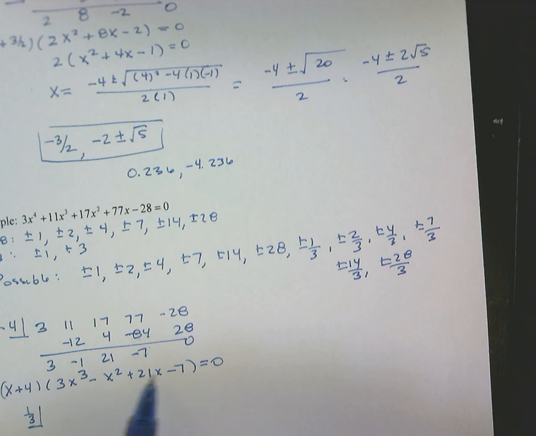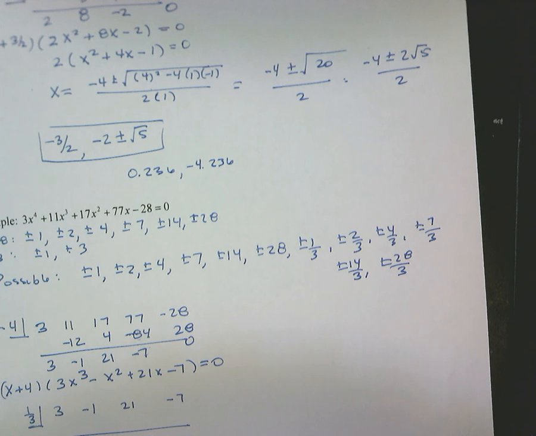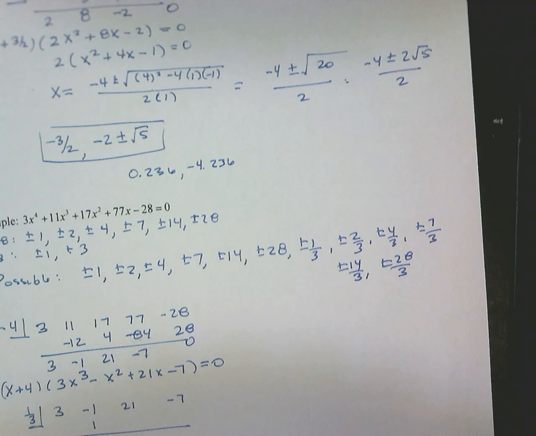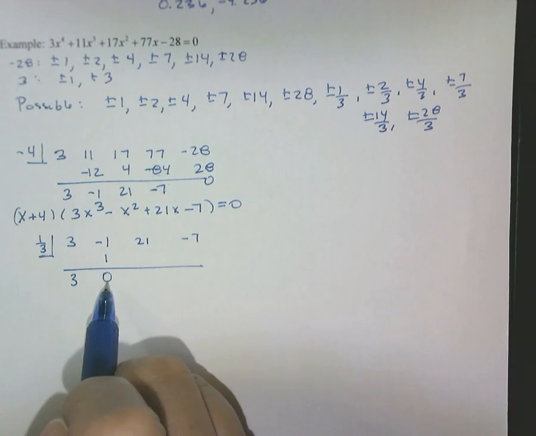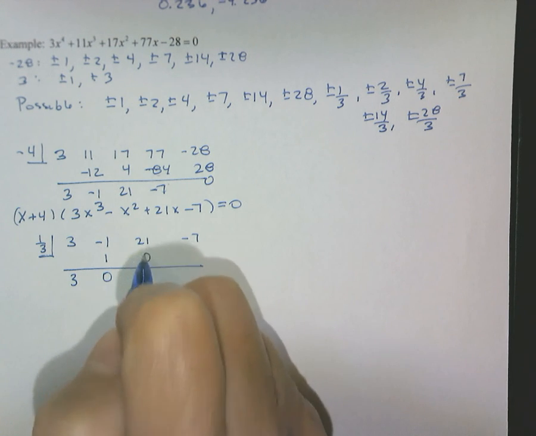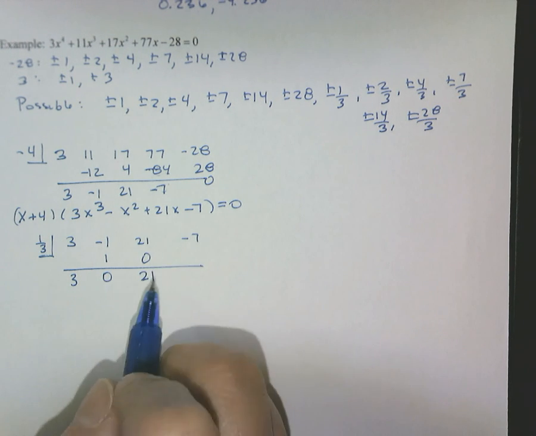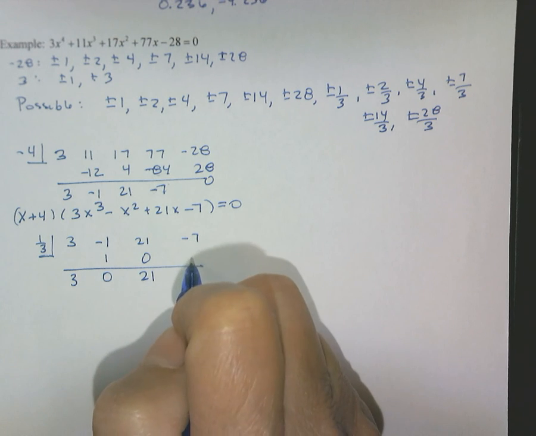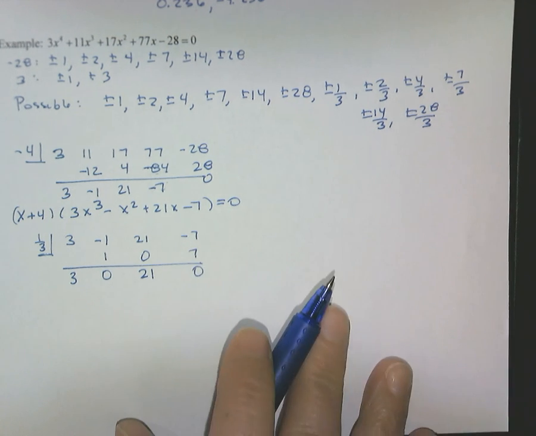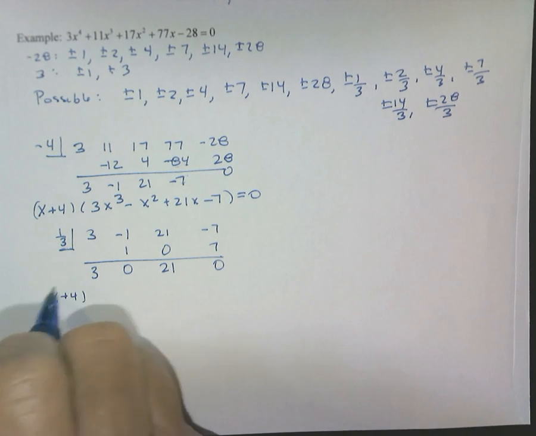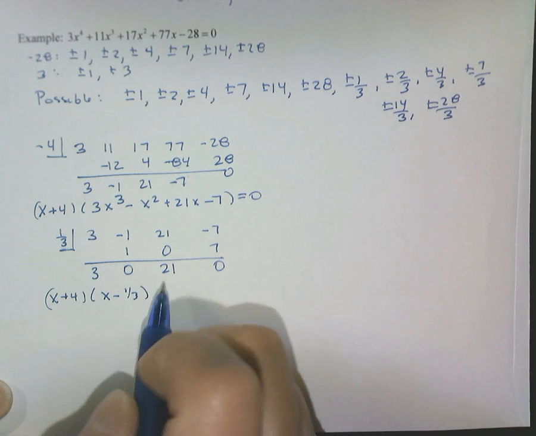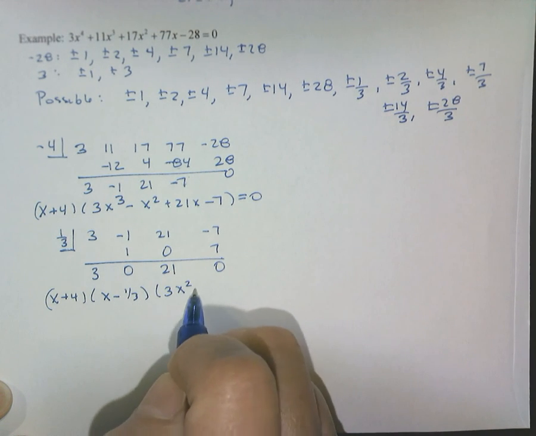But I'm going to use it on this cubic that's here. So I have a 3, -1, 21, -7. Bring down the 3, multiply. 3 times 1/3, 1. Add them, I get 0. That's okay. Makes it easier, actually. 0 multiplied by 1/3 is 0. Bring down the 21. 21 multiplied by 1/3 is 7. Add those, I get 0. Remember, I have to have a 0 there. So this gives me x plus 4, x minus 1/3, 3x squared plus 21.